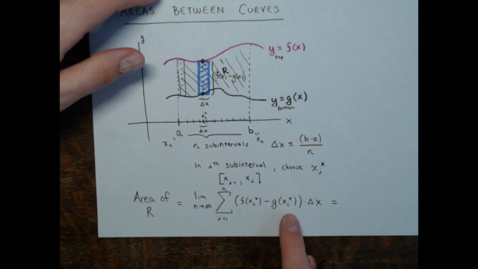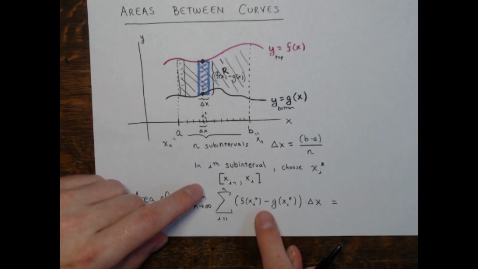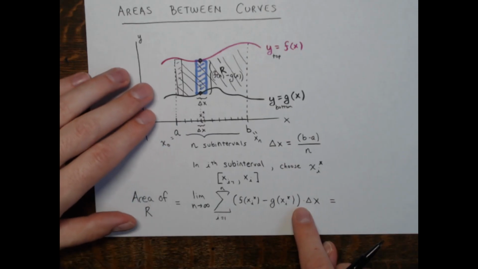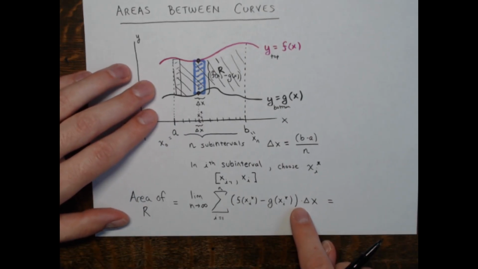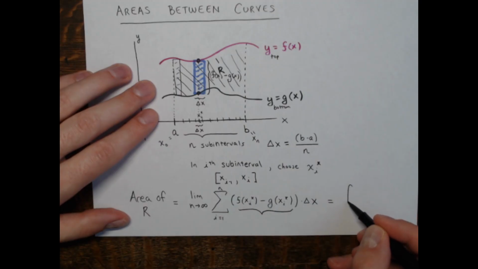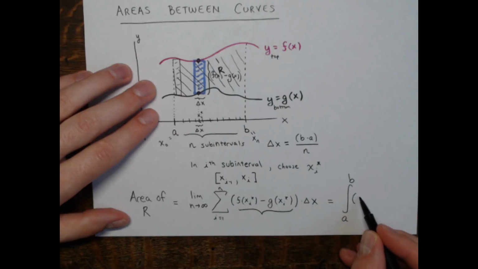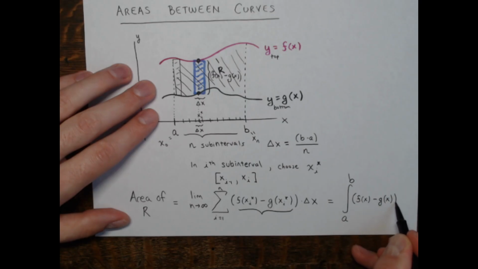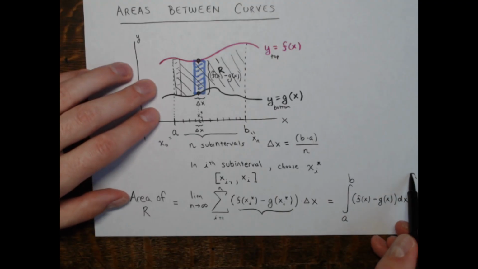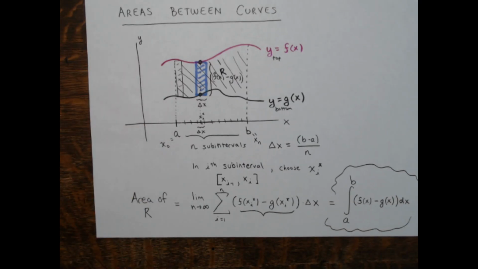Well, this might look familiar, I hope. This limit as n approaches infinity of the sum of a bunch of rectangle areas. Remember, this was the definition of our definite integral. But the integrand this time is not just f, it's this f minus g. So this is the integral from a to b, right, over this interval here. And the integrand would be f of x minus g of x, dx. Right, so this here is going to help us determine areas between curves.